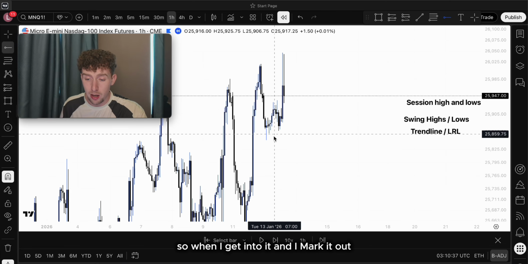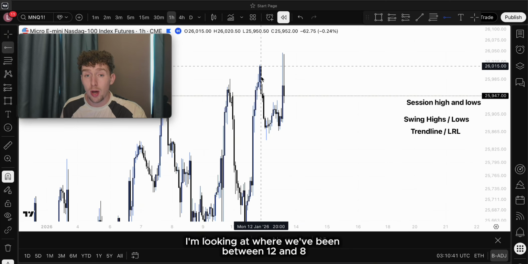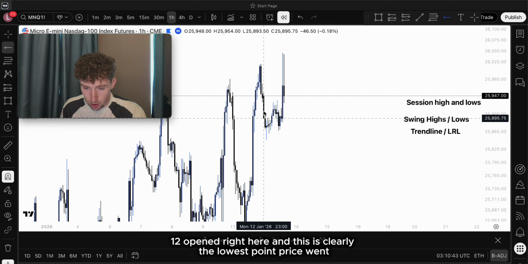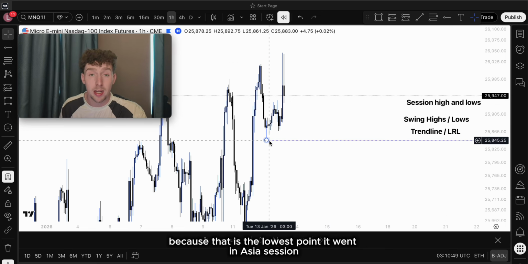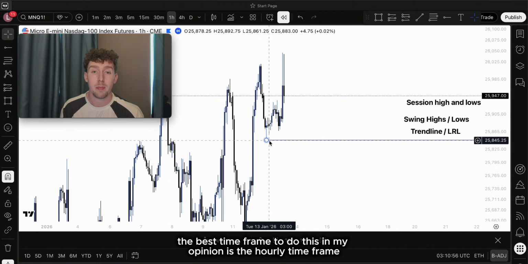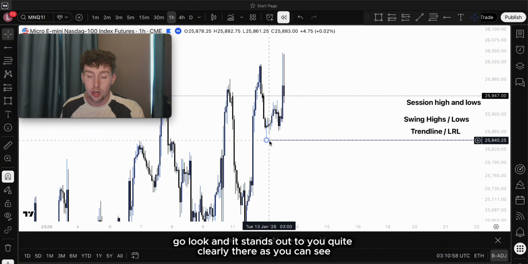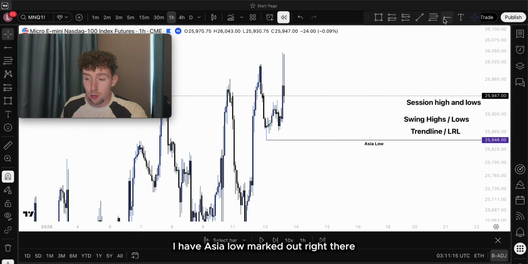So when I get into it and I mark it out, I'm looking at price here. I'm looking at where we've been between 12 and 8. As you can see, 12 opened right here, and this is clearly the lowest point price went in Asia session. Between 12 and 8, find the lowest point on your chart. The best time frame to do this, in my opinion, is the hourly time frame. Go look, and it stands out to you quite clearly there. As you can see, I have Asia low marked out right there.